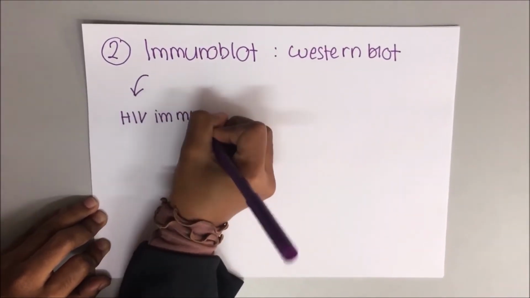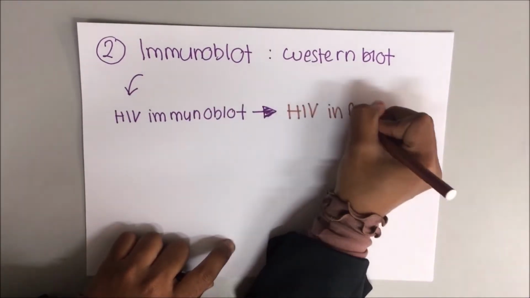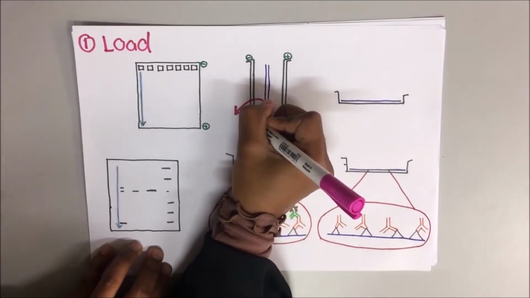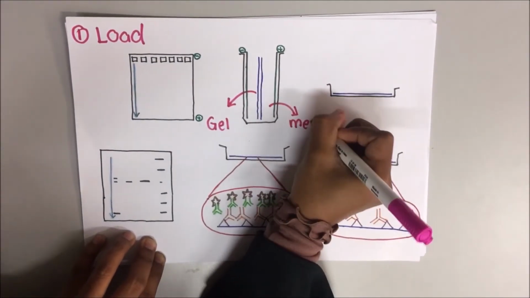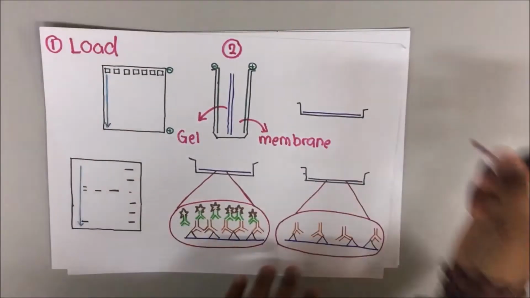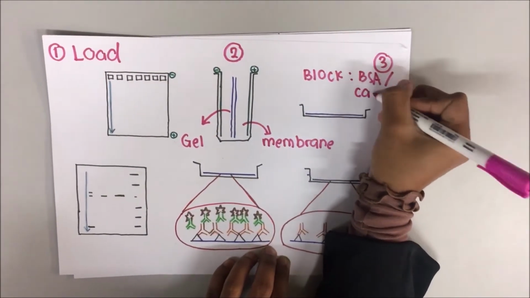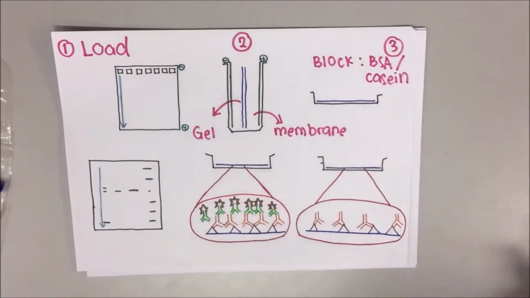The HIV immunoblot is used for confirmation of HIV infection. The steps involved in HIV immunoblot are: the blood sample taken from the patient is loaded and separated on SDS-PAGE. The viral proteins will then be transferred onto a nitrocellulose membrane, and the membrane will be blocked with neutral protein such as BSA or milk casein.